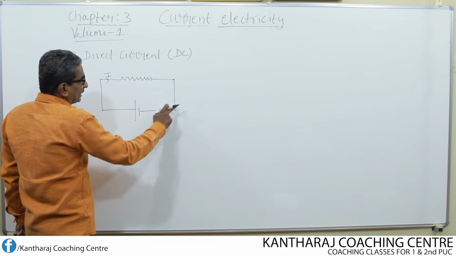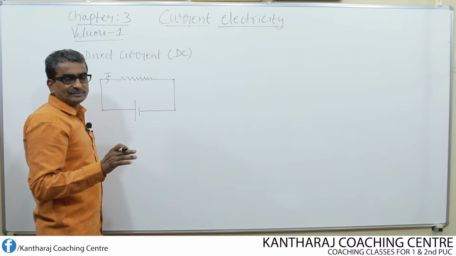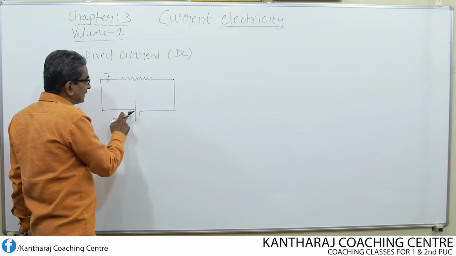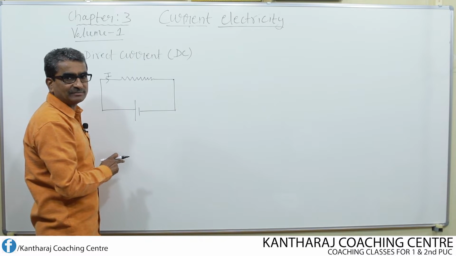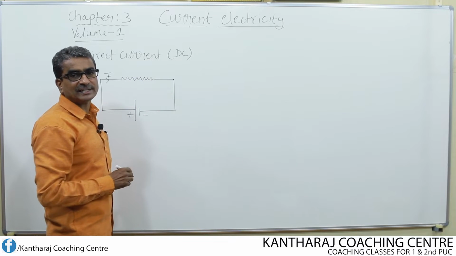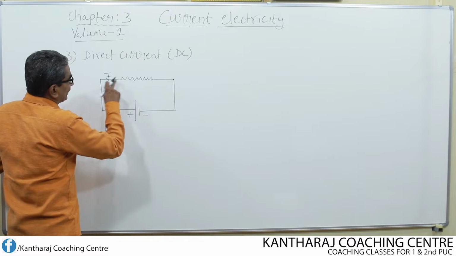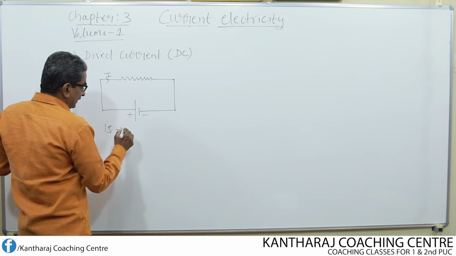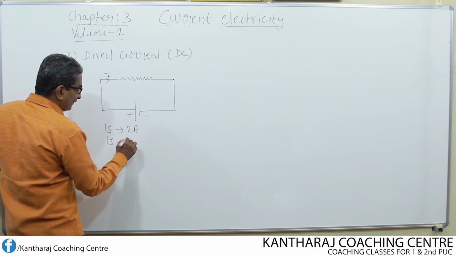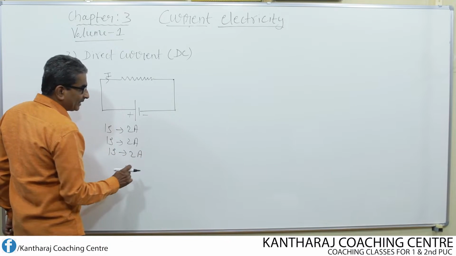If the magnitude of the current throughout this circuit remains the same every second, and even if the direction remains the same, the direction being from the positive terminal to the negative terminal, such a current is known as direct current. In 1 second, the current flowing through this circuit is 2 ampere. Next 1 second, again the current is 2 ampere. Next 1 second, the current is 2 ampere.